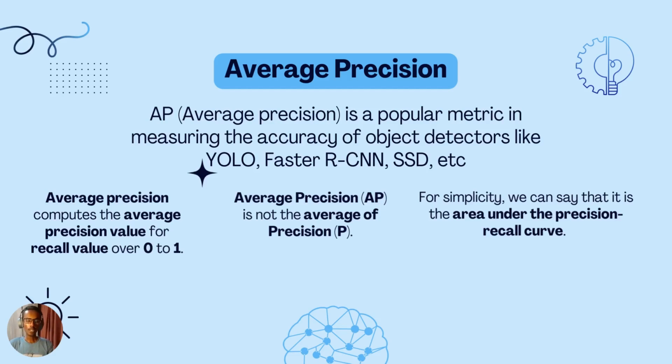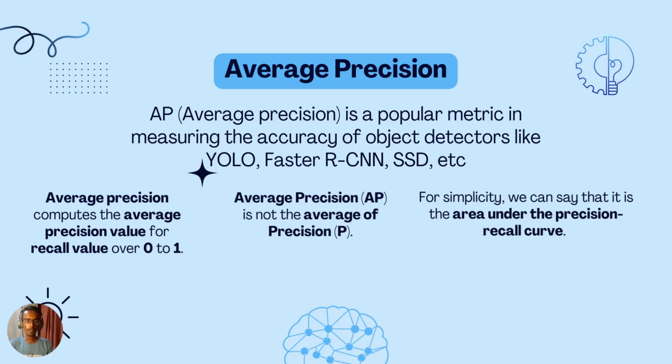Now that we have covered the concepts of precision and recall, we can talk about average precision. Average precision is a popular metric used in measuring the accuracy of object detectors like YOLO, Faster R-CNN, and SSD. And average precision is not the same as the average of all of the precision values, as we might assume from the name.